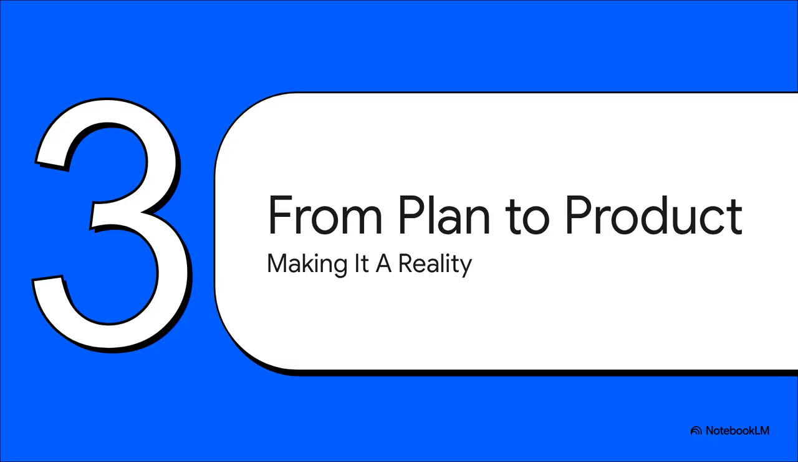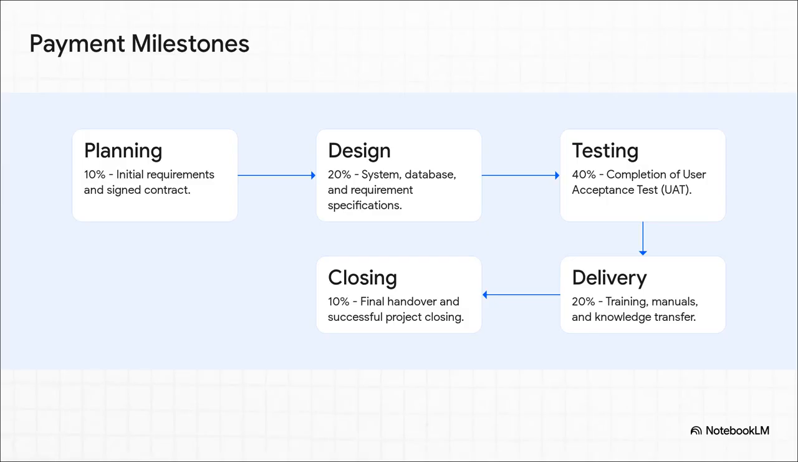Okay, so we've got this super detailed 17-page plan. But a plan is just a document, right? How do you actually turn that piece of paper into a real, working, secure product that thousands of people are going to rely on? Well, let's look at how they did it. So the way they tackle this is by breaking the work down into milestones, and payments are tied directly to making progress. You don't just get one big check at the end.